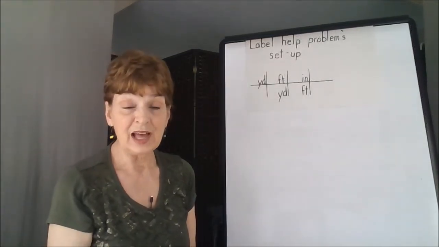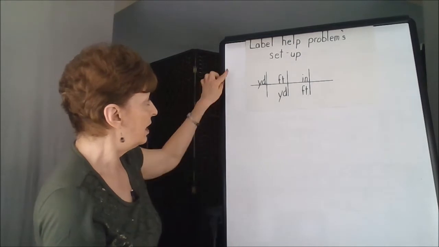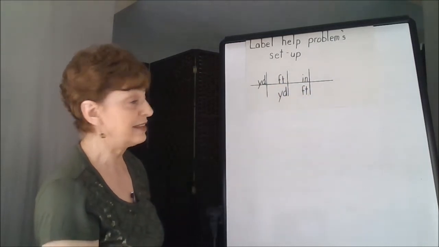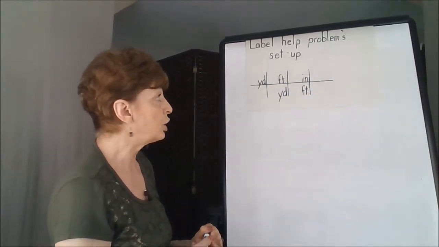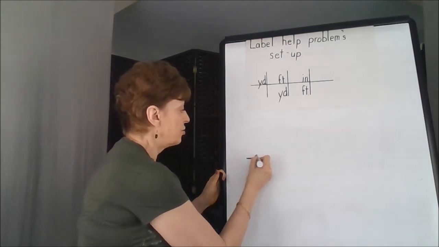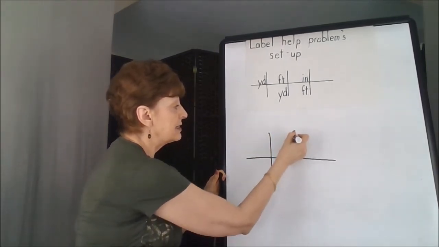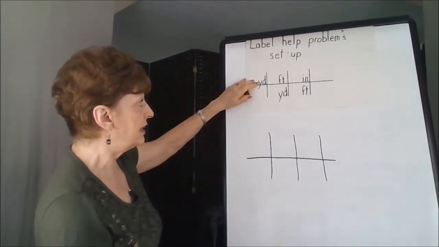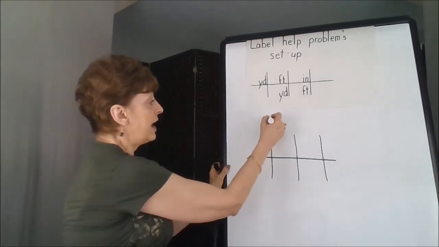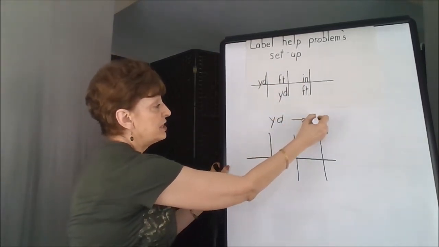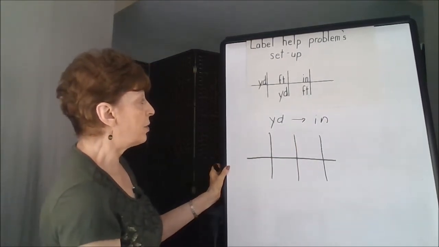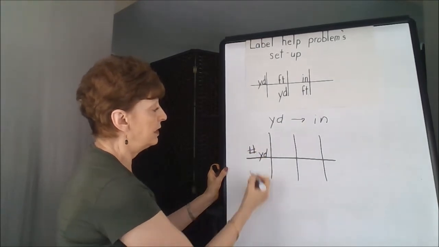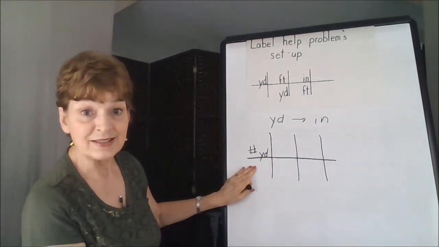The labels actually help you set up the problem. So when your problem talks about yards, feet, and inches, in this case, we actually make a grid like this. Just draw a line, and you can split it in several places. Let's say in this case we're changing yards into inches. We're going to start out with our yard, and we're going to change it to be inches. So our very first position has yard in it. Here's our number. And now the process starts.